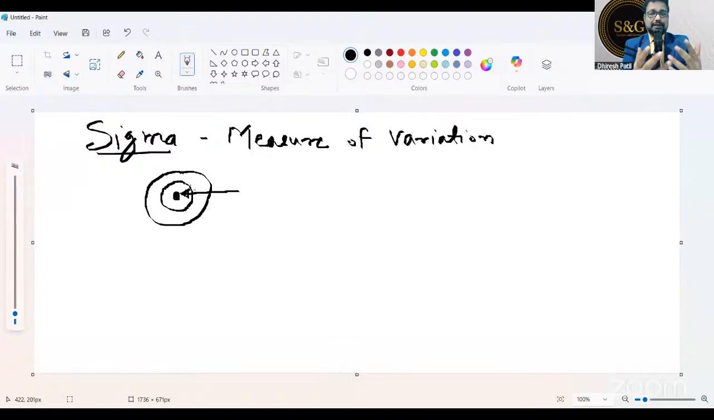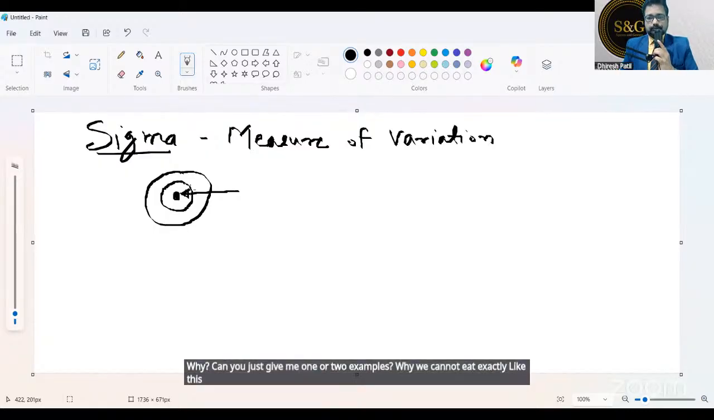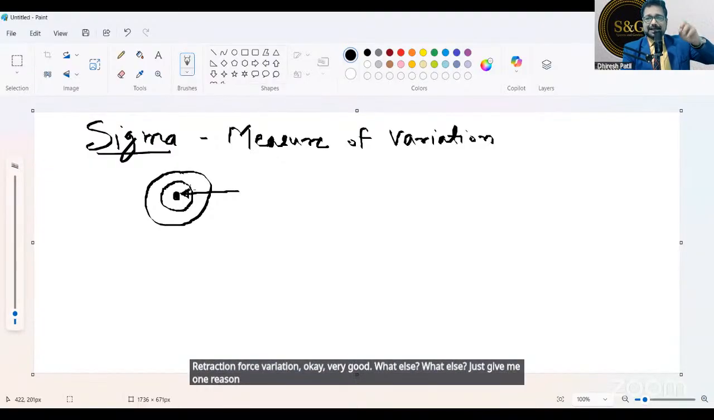Why can we not hit all the bullets as the champion shooter? Why can we not hit exactly? Can you just give me one or two examples? Why can we not hit exactly like this? Anybody? Just give me one example, one reason. Recoil force variation. Okay, very good. What else? Everybody just give me one reason.